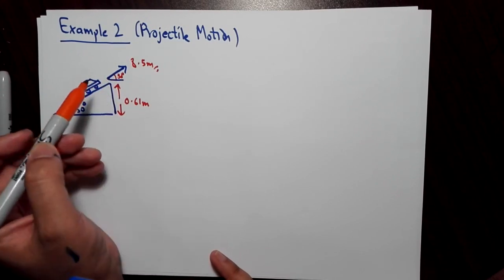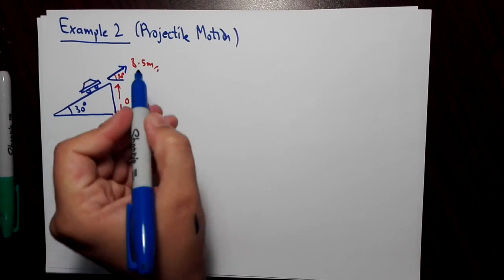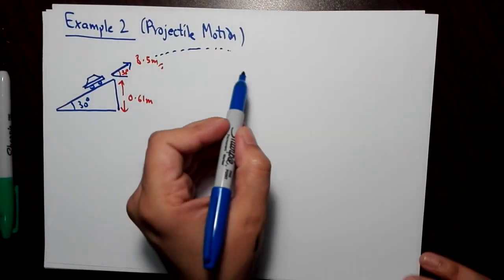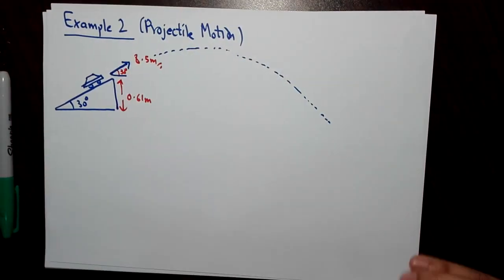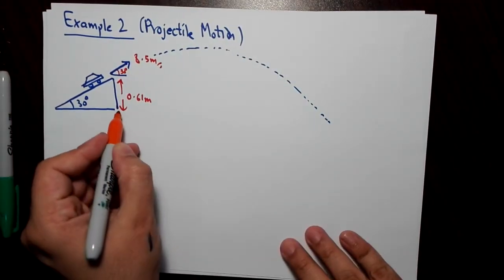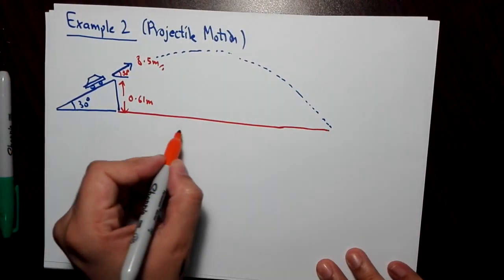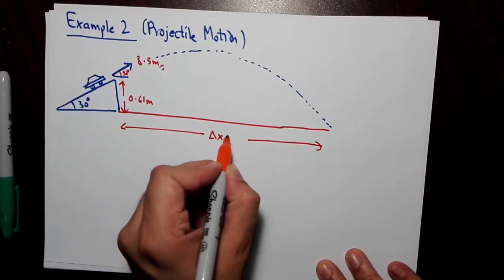at an angle with the horizontal, and the projectile or the car jumps off the plane and then lands somewhere over here. Okay, so we're still looking for this horizontal distance, delta x. So delta x is still the unknown.